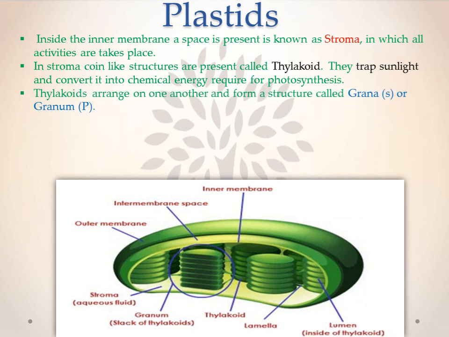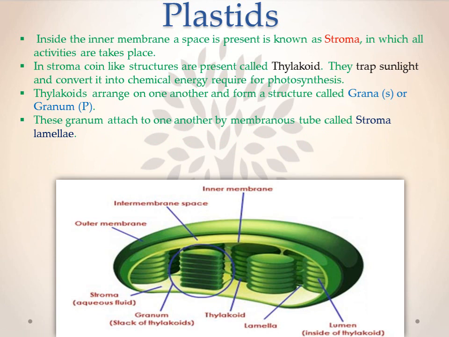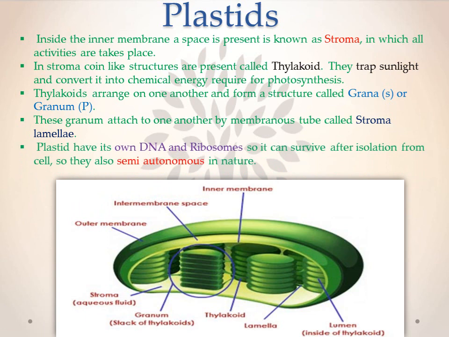Thylakoids arrange over one another and form a structure known as granum, and grana is plural. These grana attach to one another by membranous tubes called stroma lamellae. Plastid has its own DNA and ribosomes, like the mitochondria. So, if it is removed from the cell, it can survive on its own. So, it is also semi-autonomous in nature.